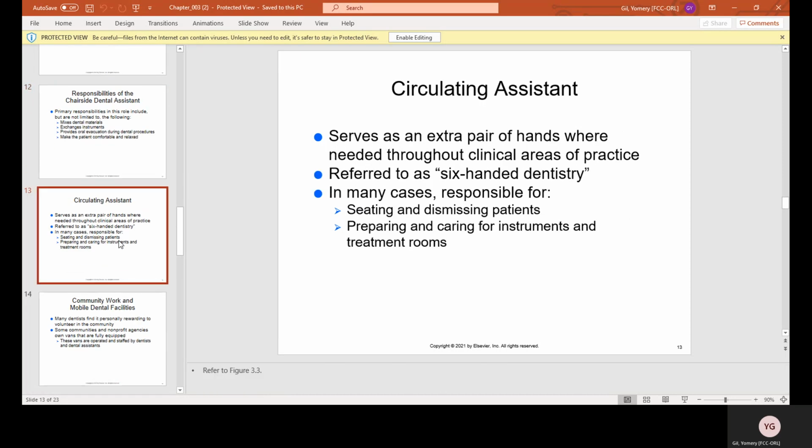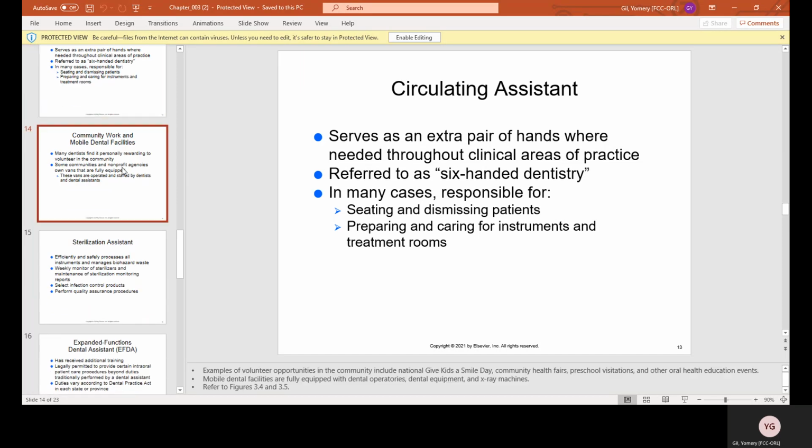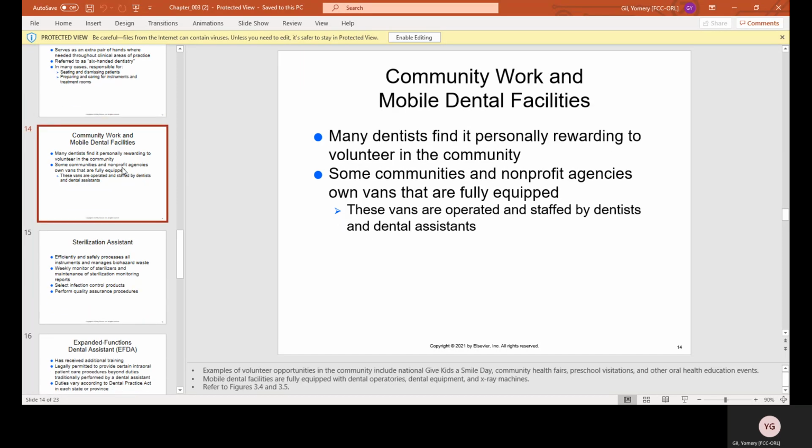The circulating assistant serves as an extra pair of hands where needed throughout clinical areas of practice, referred to as six-handed dentistry, in many cases responsible for seating and dismissing patients, and preparing and caring for instruments and treatment rooms. Community work and mobile dental facilities.